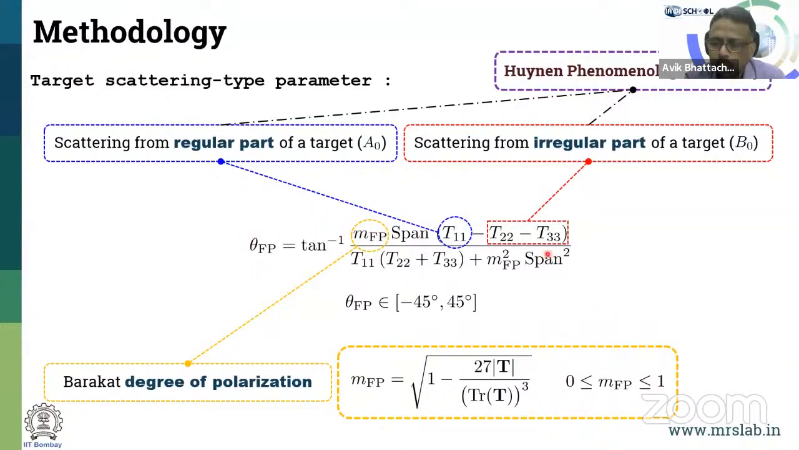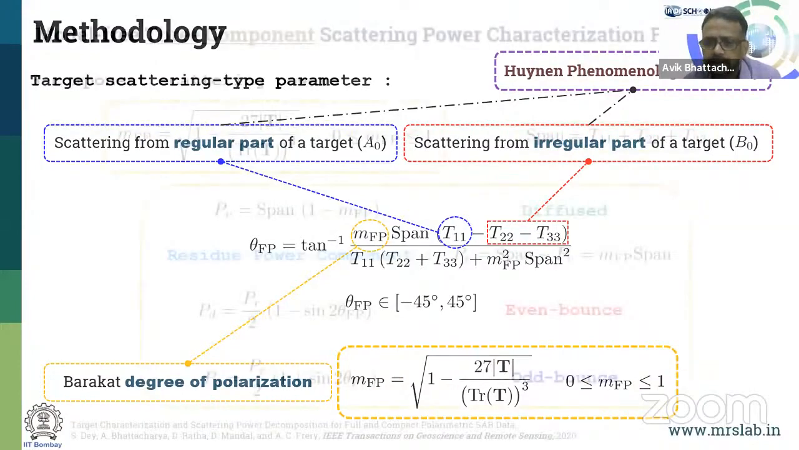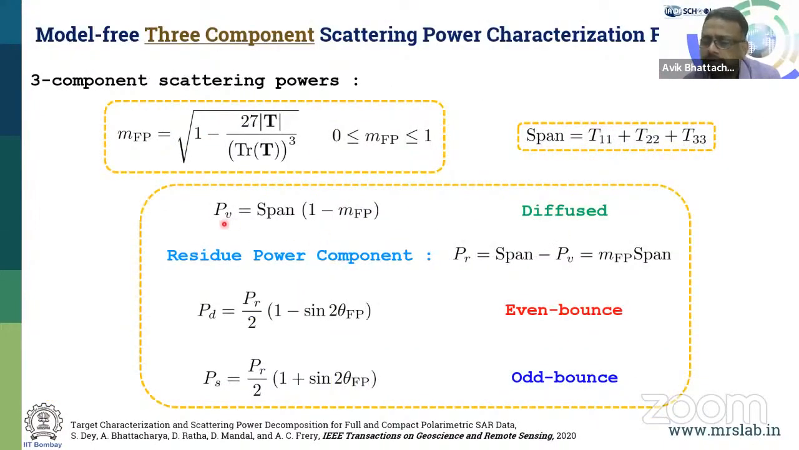Utilizing all this is nothing but only the elements of the T matrix, the coherency matrix, and this m, which also depends upon the determinant and the trace of this matrix. So all of them can be found very simply, easily and fast. So I can utilize them to find just the diffused power, which is nothing but the total power multiplied by 1 minus the polarized fraction. 1 minus m is the unpolarized part. So the total power multiplied with this fraction is the diffused power. Now if I subtract this power from the total power, I get the polarized power, because the total power minus the diffused power is the polarized power.